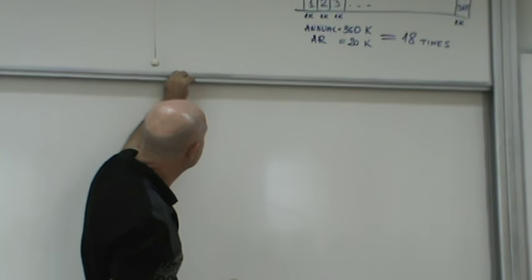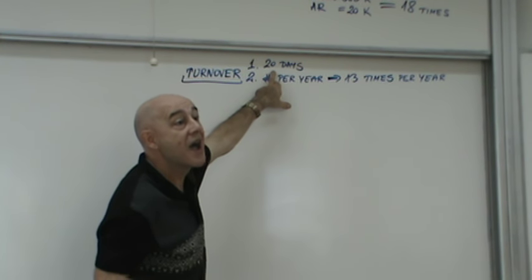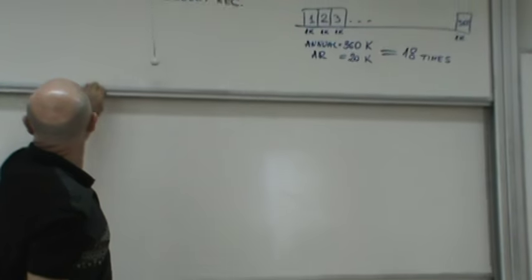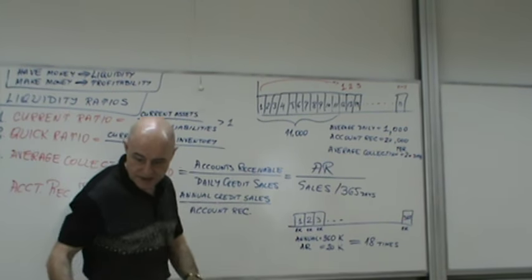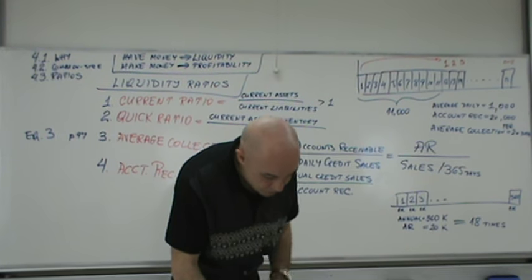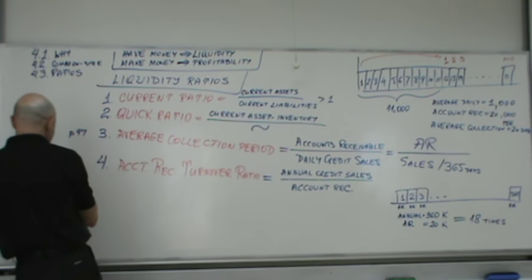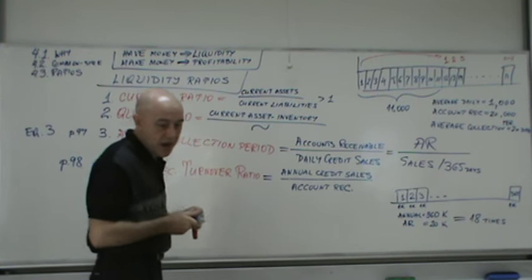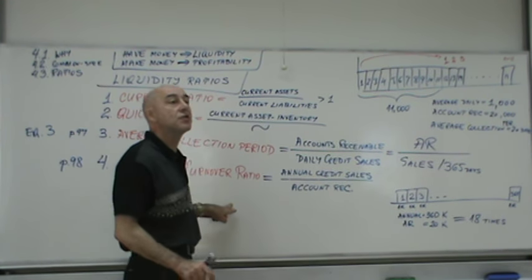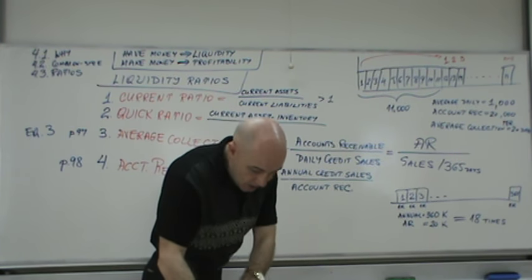Remember what I wrote up here? You can think in terms of how many times per year, or you can think in terms of how many days. So that's the turnover ratio. Let's see if I have something else on this ratio in the textbook, or we move on to the next. Okay, when you move to page 98, they gave you in the example that on average the accounts turnover is 16 or 17 times. So your turnover is 17 times a year.